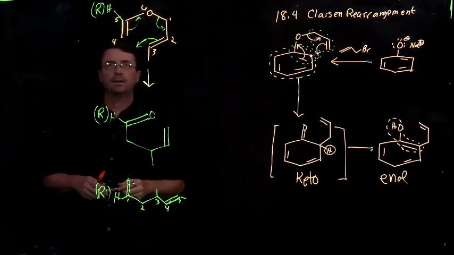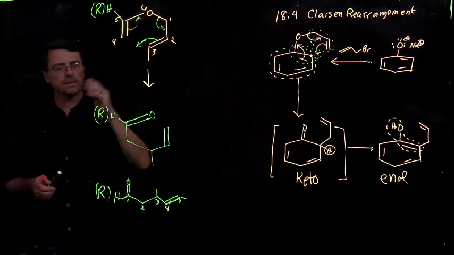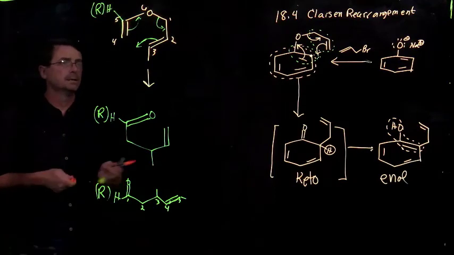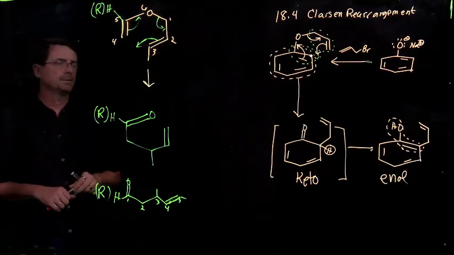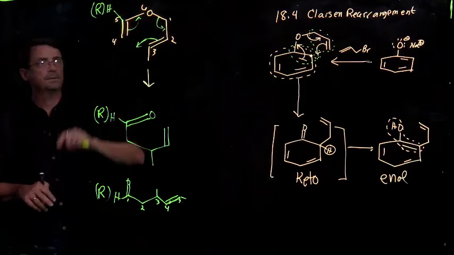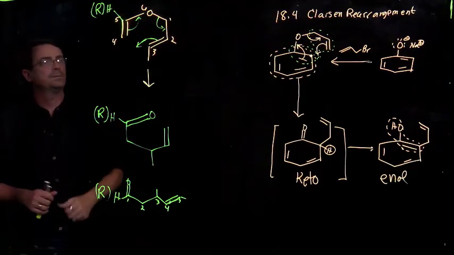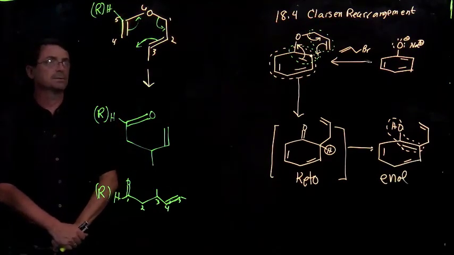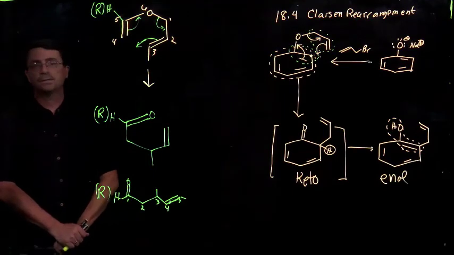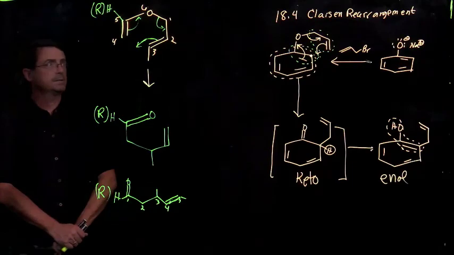to this compound. Now, how do we get that? Well, we haven't learned the chemistry quite yet. I think that's coming up about chapter 22 or 23, and we'll learn how to control this alpha position and be able to make those substrates. So that's section 18.4, ether reactions, the Claisen rearrangement.